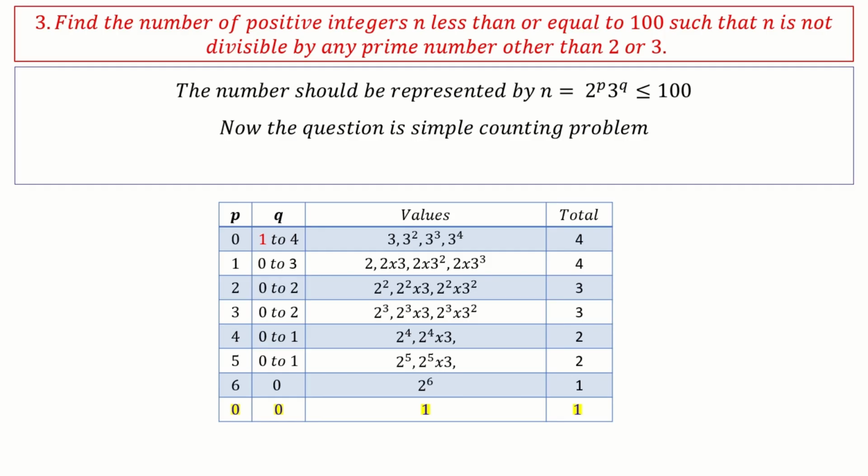Okay, so p equal to 0 and q equal to 0 condition is also valid actually. The value 1 is not divisible by 2, not divisible by 3, but it meets the condition that it is not divisible by any other prime, right? That condition it handles, right? So which means we should consider that value also. So that is 1 value. So the sum of all this total is 20. So 20 is the answer.